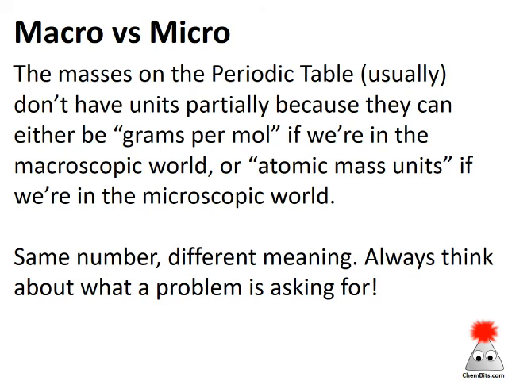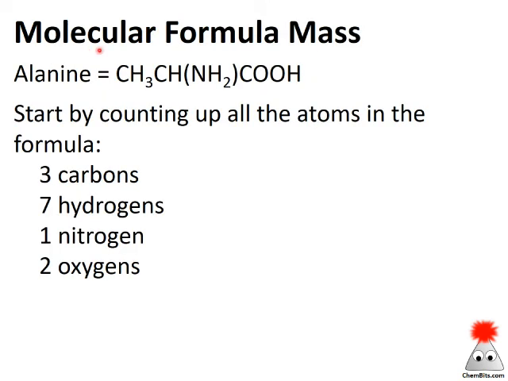Let's look at another quick example just to make sure we're all in the right place. This time let's look at a molecular formula. I wanted something a little bit more interesting, so I grabbed alanine. Alanine is one of the essential amino acids that make up the proteins in all living things. So here's a formula for alanine. Again, let's start by counting up all the atoms in the formula. I've got 3 carbons, 1, 2, 3. I've got 7 hydrogens, 3, 4, 5, 6, 7 hydrogens. I have 1 nitrogen and 2 oxygens.